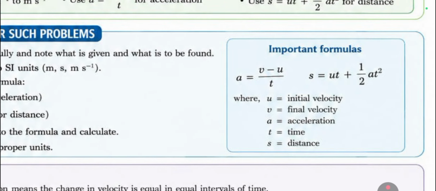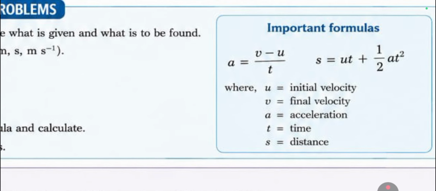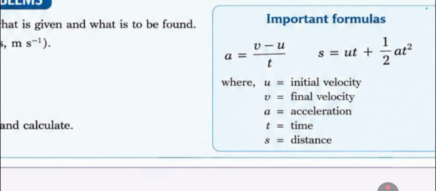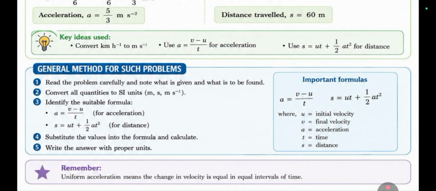Okay, for the problems, to find the acceleration you have to use a is equal to (v minus u) by t, and to find the distance, use s is equal to ut plus half at square. Here u is initial velocity, v is final velocity, a is acceleration, t is time, s is distance. Now we have to remember, uniform acceleration means the change in velocity is equal in equal intervals of time. Okay, that is uniform acceleration. I hope that all of you understand solving these problems.